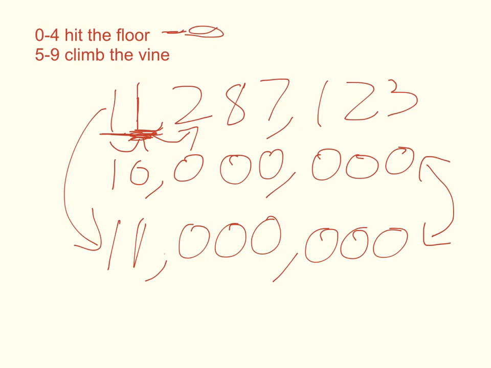Generally, when you're presented with rounding, you're probably going to be told a problem. Round to the nearest 100,000s, or round to the nearest 10,000s, in which case you look at your 100,000s, you go next door, see what it says to do. Or your 10,000s, you go next door, see what it says to do. 0 to 4, hit the floor. 5 to 9, climb the vine. That is how we round, and I hope you get also why we round.